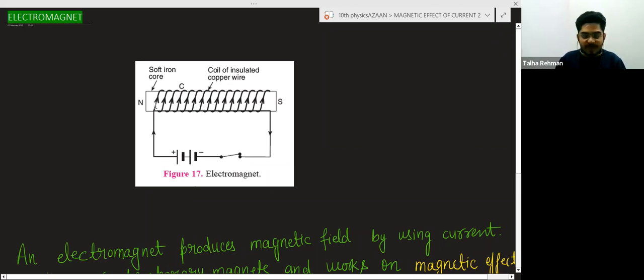After that, you can say when the switch or this key is opened, the current will become zero. If the current becomes zero, the soft iron core will demagnetize and the magnetic field will become zero.